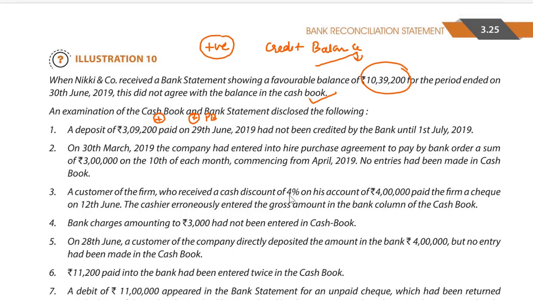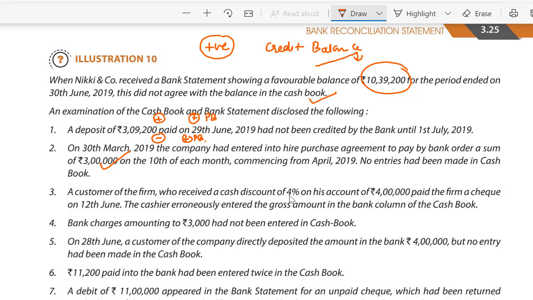On 30th March 2019, the company had entered into a hire purchase agreement to pay by bank order a sum of 3 lakh on 10th of each month, commencing from 1st April 2019. No entries have been made in the cash book. So there is a bank order given, 3 lakh. So in the bank it is deducted. In the cash book, no entry. So we need to add it back in the passbook.